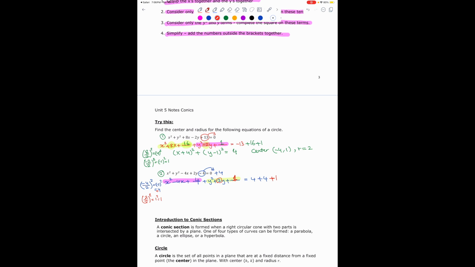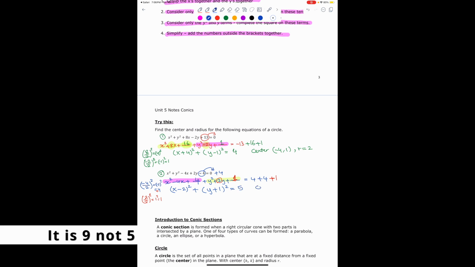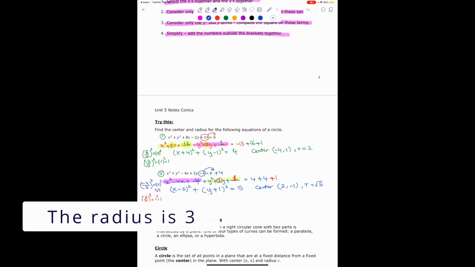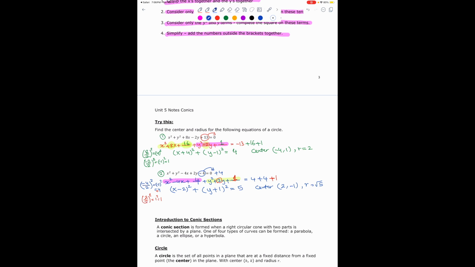Now, I can rewrite the x expression as x minus 2 all squared plus, and then the y terms, I can rewrite them as y plus 1 all squared equals 4 plus 4 plus 1 is 5. So the center in this case is positive 2 and negative 1. And the radius is the square root of 5, the positive square root of 5, because r is a distance, it cannot take negative numbers. That is the end of the circle section.